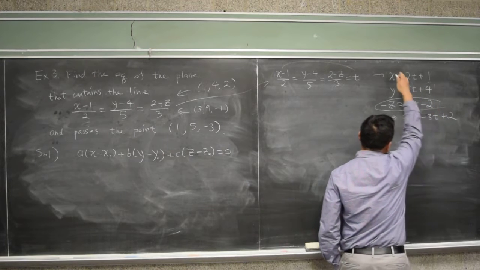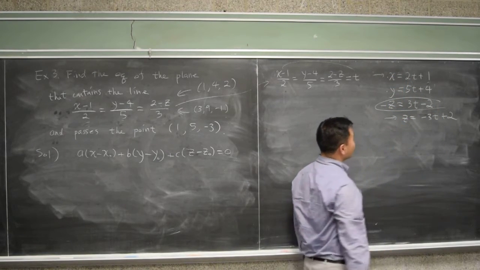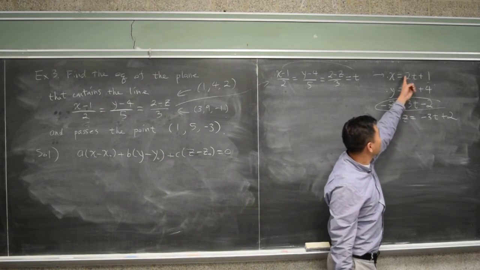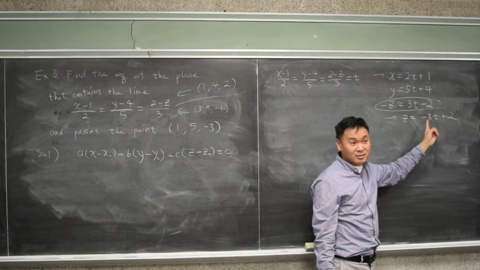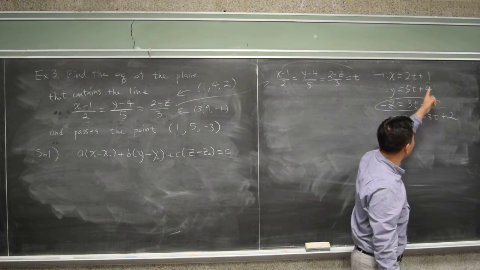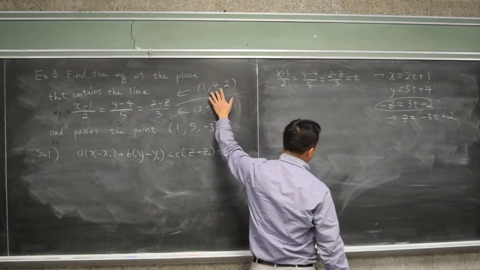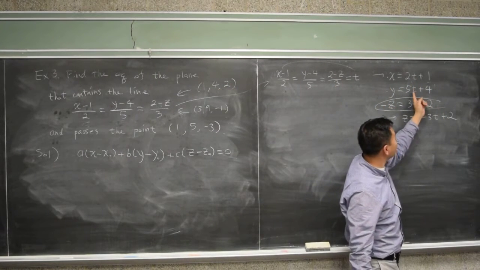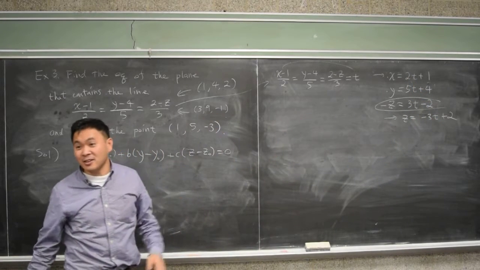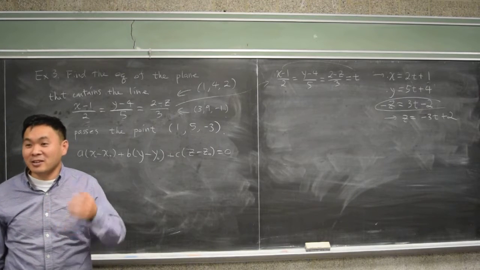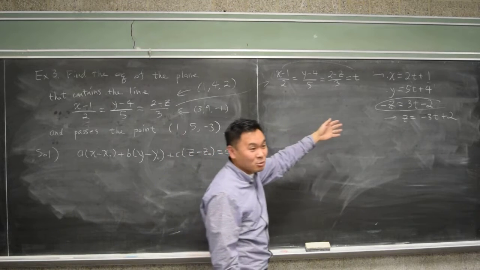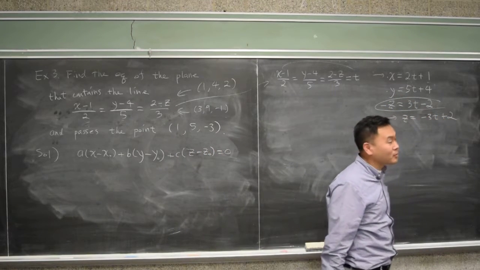So now looking at this, and this, what's the direction of this line? 2, 5, negative 3. Right? And if you plug in t equal to 0, you get 1, 4, 2, which was this one. If you plug in t equals 1, you get 3, 9, negative 1, which is this one. Right? So that's what you're doing, really. If you wanted to find still another point, you would set t equals 2, and you're going to get another point. Okay? All right.